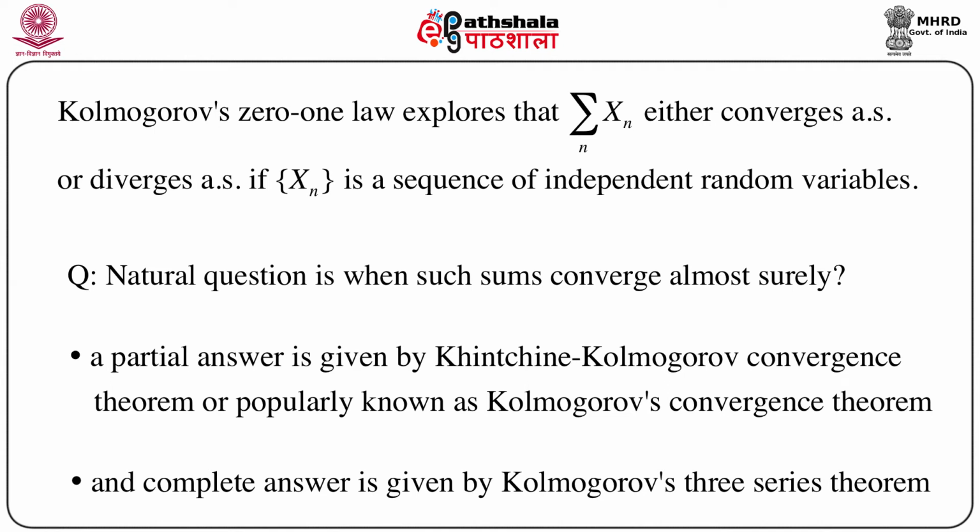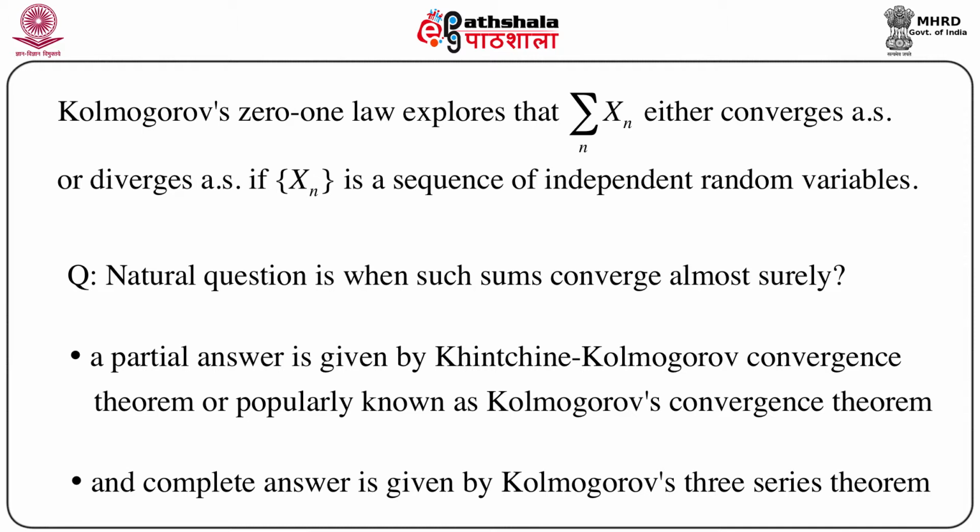Now we are going to talk about Kolmogorov's convergence theorem. As we know, there is one very important law, known as Kolmogorov's 0-1 law. It says that the summation of x n either converges almost surely or diverges almost surely, provided x n is a sequence of independent random variables. So it ensures that either this will converge or this will diverge, but the question is, when can we say that such sums converge almost surely? That is the natural question that should come immediately after that.